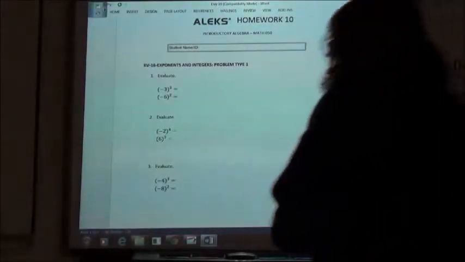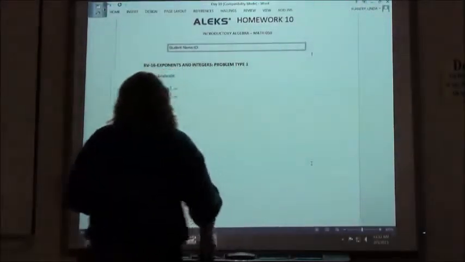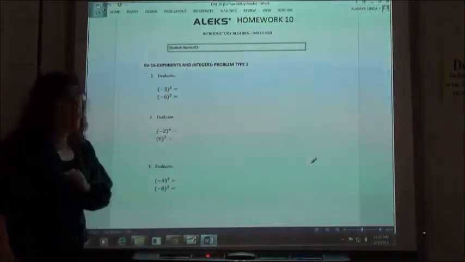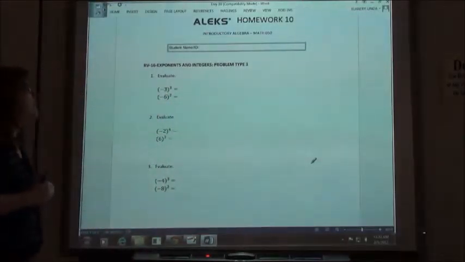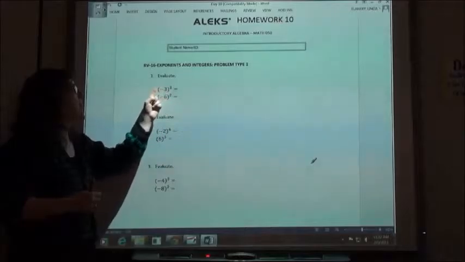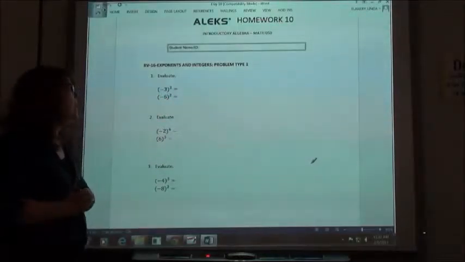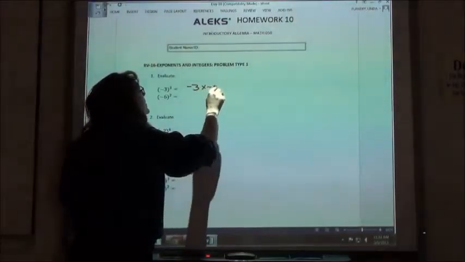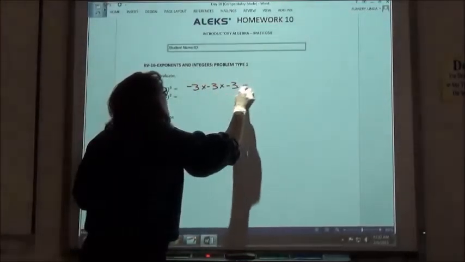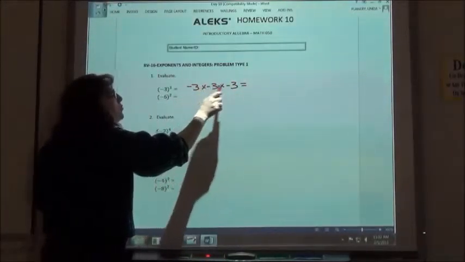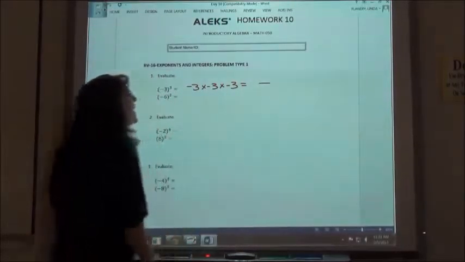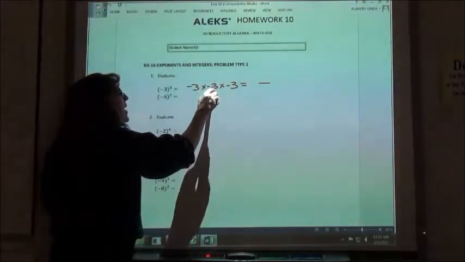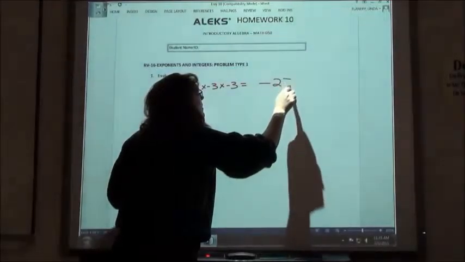Introductory Algebra Homework 10 starts out with exponents. We have to keep in mind that when we have the exponent, it means I take the base times itself that many times. So negative 3 to the third means negative 3 times negative 3 times negative 3. I have 1, 2, 3 negatives. My answer is negative. 3 times 3 is 9. 9 times 3 is 27.